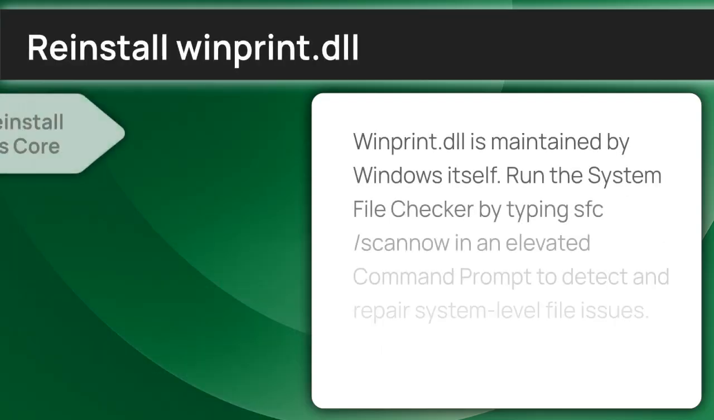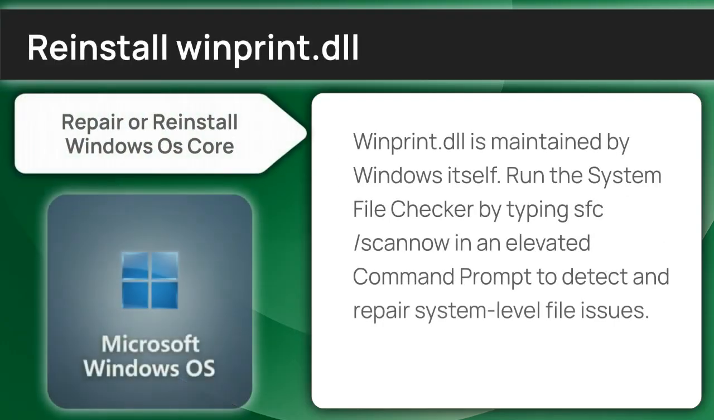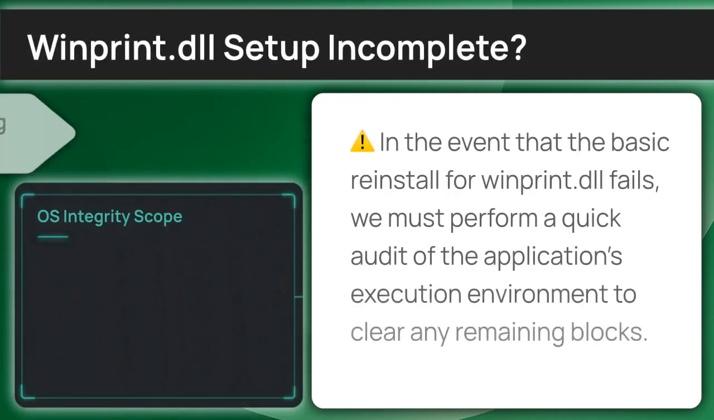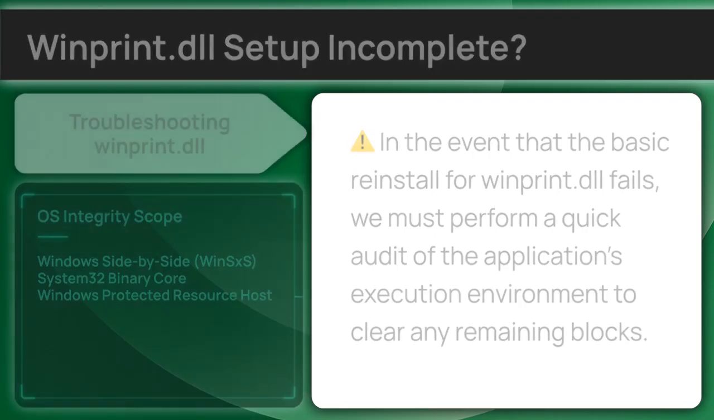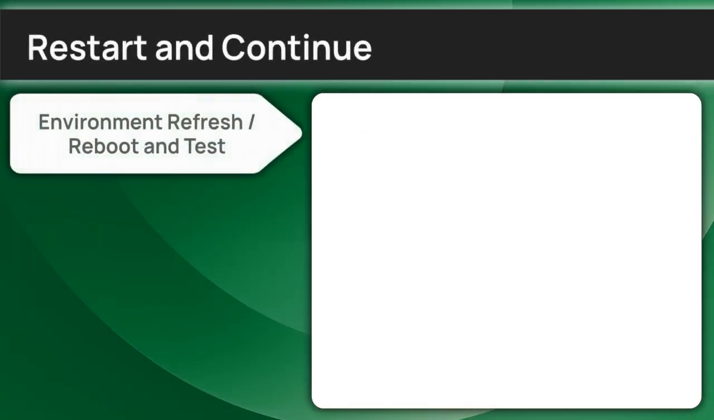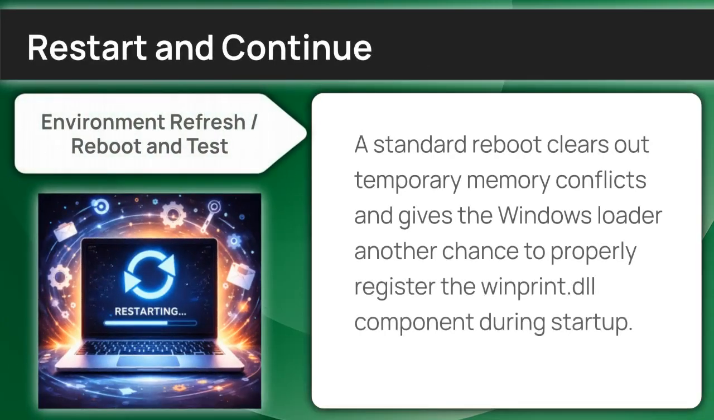Winprint is maintained by Windows itself. Run the system file checker by typing sfc /scannow in an elevated command prompt to detect and repair system-level file issues. If a standard reinstallation doesn't restore the library, we need to verify if the system environment is properly recognizing the new components. A quick reboot can determine if the error is transient. While it won't fix a deleted file, it can re-establish the connection between your software and the Windows Print Module file if the path was temporarily busy.